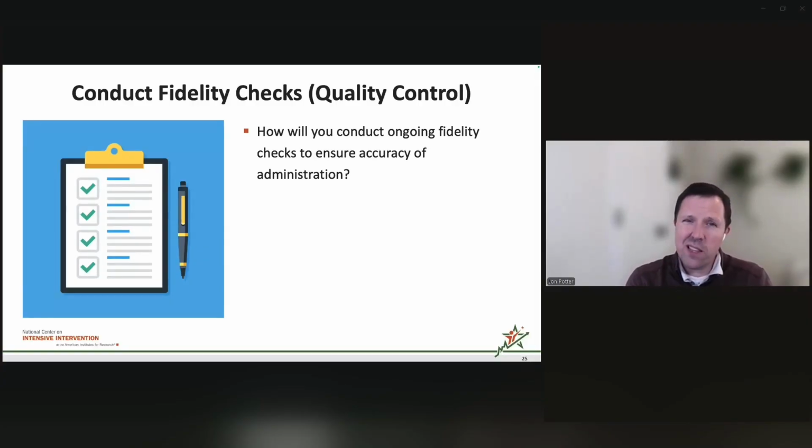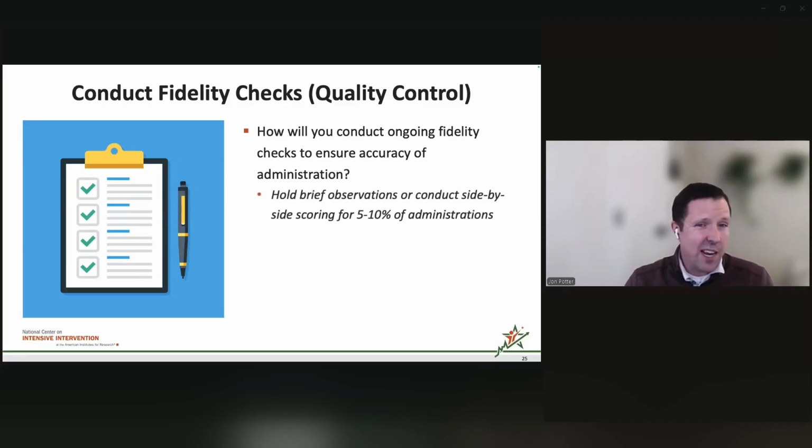It's like, oh, well, he said it that way. Do I score it this way? Do I score it that way? It's really easy to just drift into what's comfortable and forget some of the scoring rules. And so fidelity checks can help with that. So we recommend, if you can, brief observations or side-by-side scoring for about 5 to 10% of administrations. So that's about 1 out of every 10 to 1 out of every 20 kids, if you can.